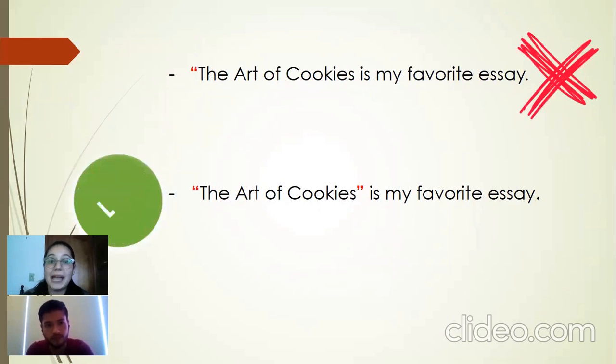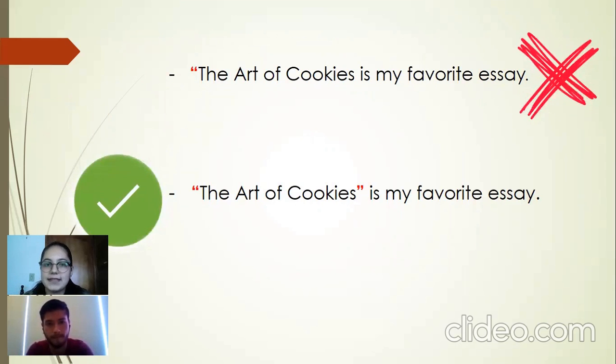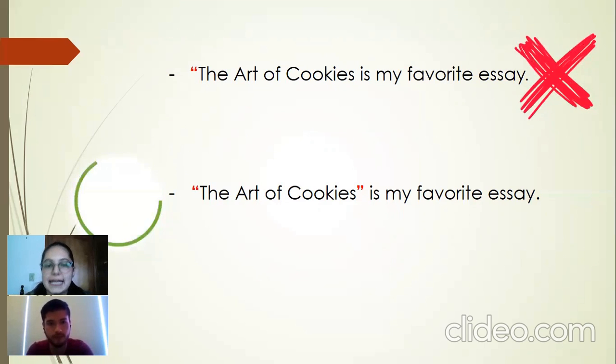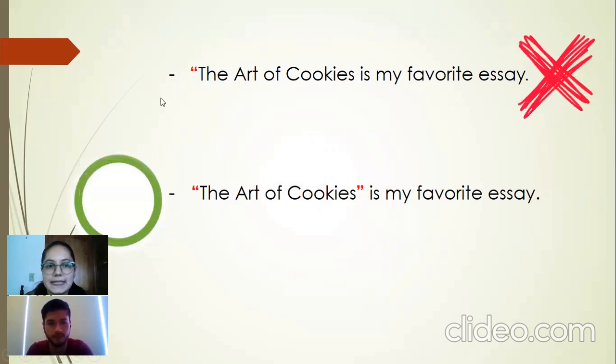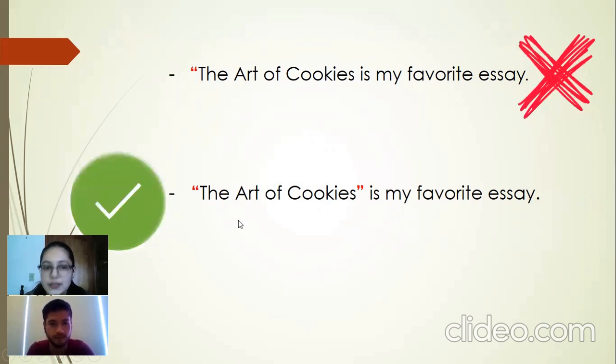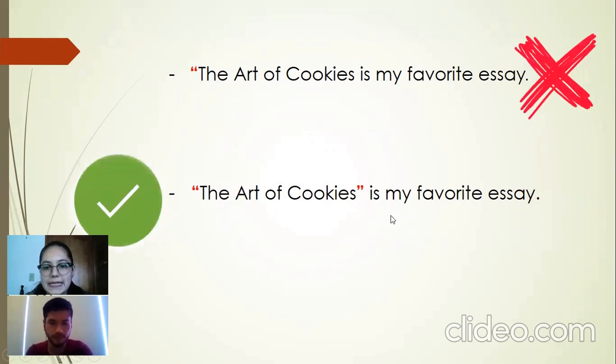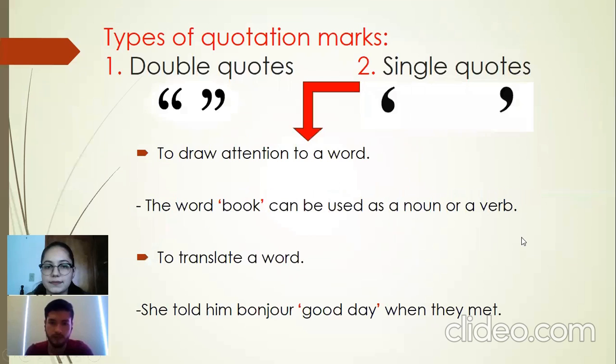The most important aspect of using quotation marks is that once they are opened, they have to be closed. The person reading your work needs to know where the quote starts and where it ends. For instance, in the first sentence, we don't know where the quote ends. However, in the second sentence, we know where the quote starts and where it ends. "The Art of Cookies" is my favorite essay.